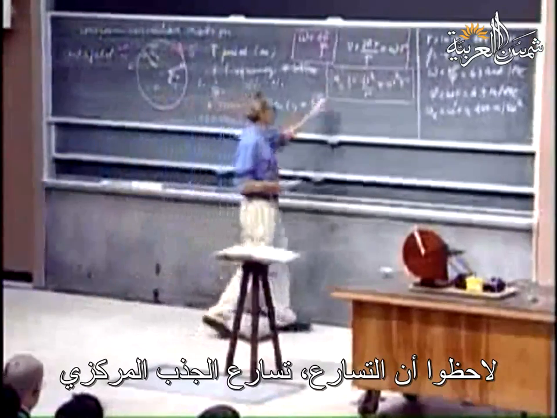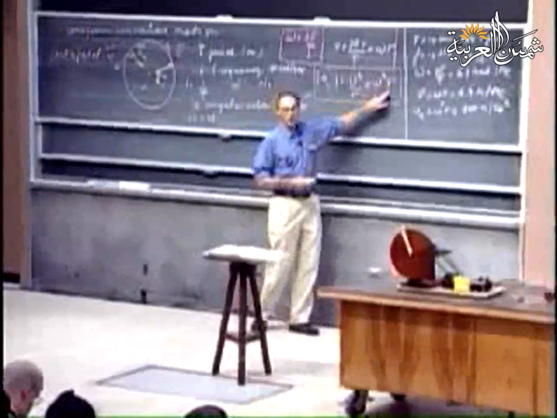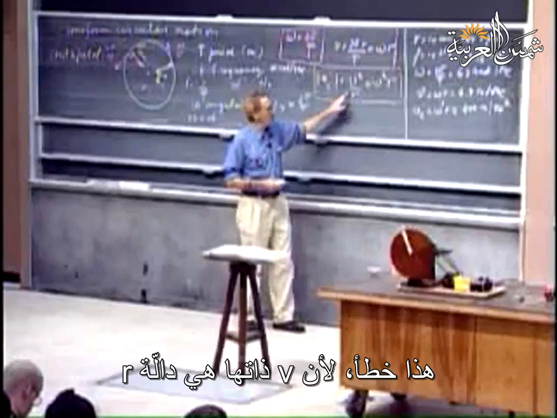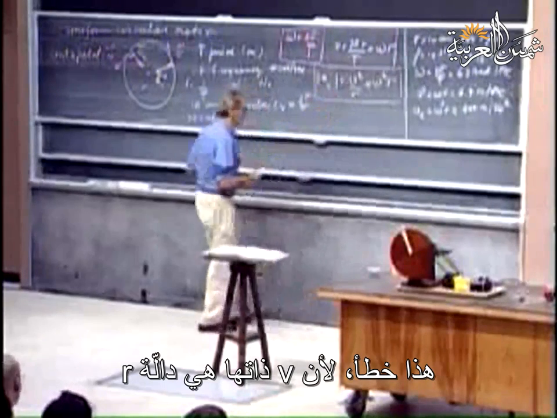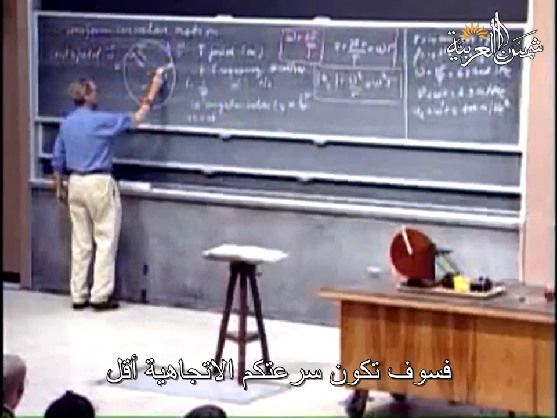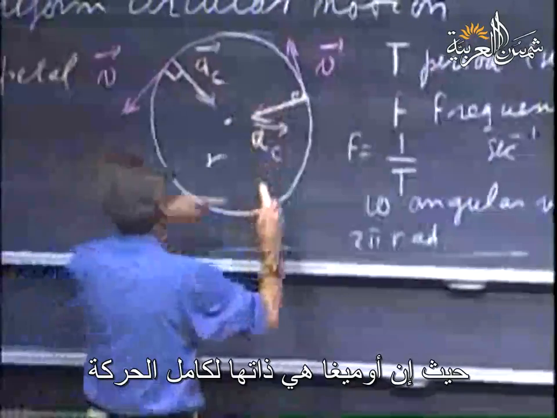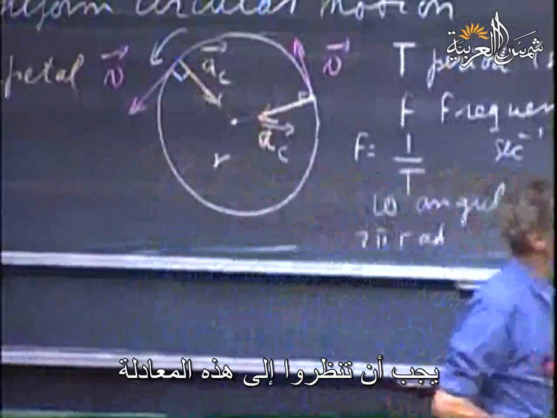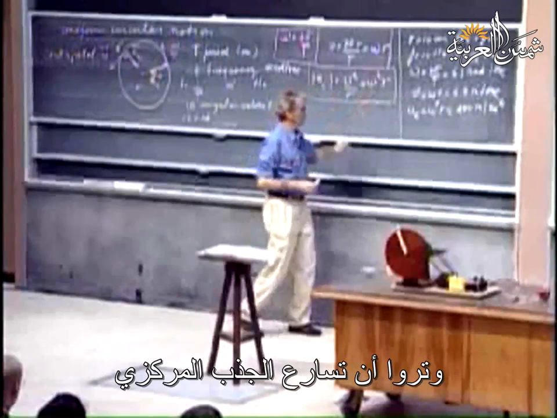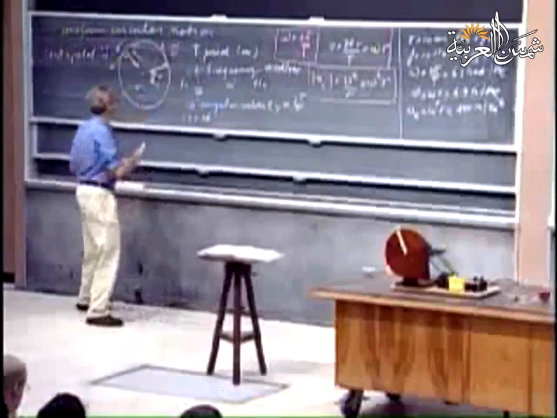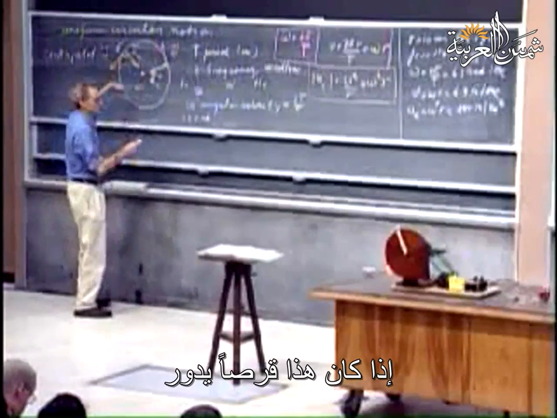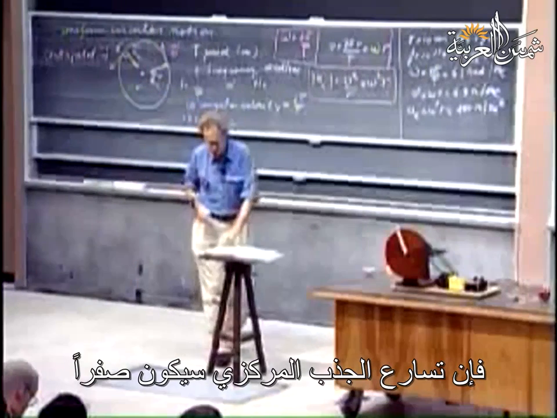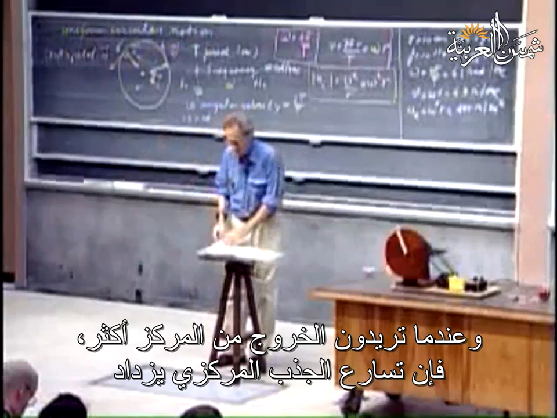Notice that the centripetal acceleration is linear in r. Don't think that it is inversely proportional with r. That's a mistake, because v itself is a function of r. If you were sitting here, then your velocity would be lower. Since omega is the same for the entire motion, you really have to look at this equation, and you see that the centripetal acceleration is proportional with r. Therefore, if this were a disk which was rotating, and you were at the center of the disk, the centripetal acceleration would be 0. And as you were to walk further out, it would increase.